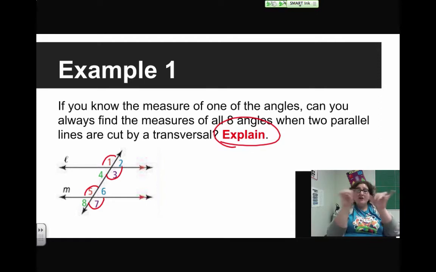Because of corresponding angles, angle 2 is congruent to angle 6. Angle 2 has to be congruent to angle 4 because they're vertical angles. Let me do 2 marks here. And angles 6 and 8 have to be congruent because of vertical angles. So if you know the measure of one of the angles, you can find the measure of all 8 angles when two lines are parallel. Another thing you can draw from this is that if you have two parallel lines cut by a transversal, you only have 2 different angle measures.